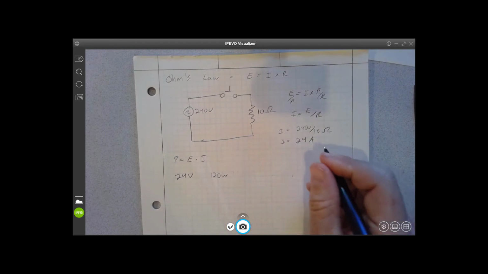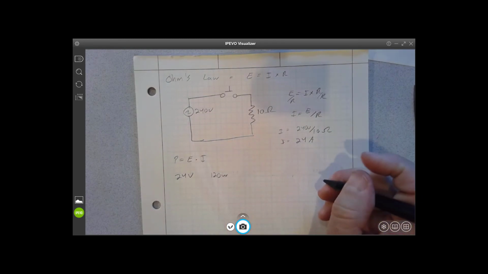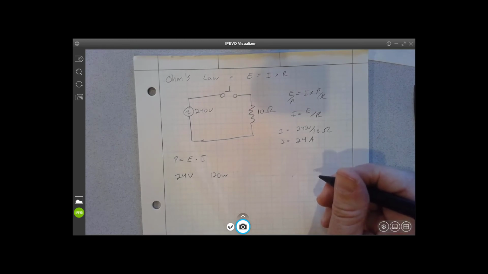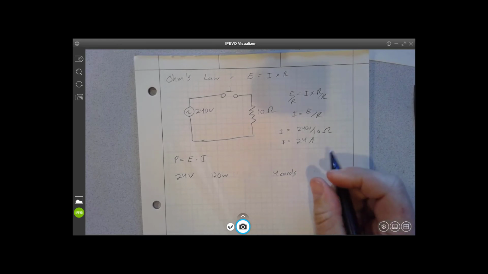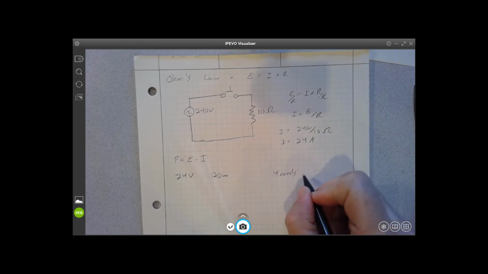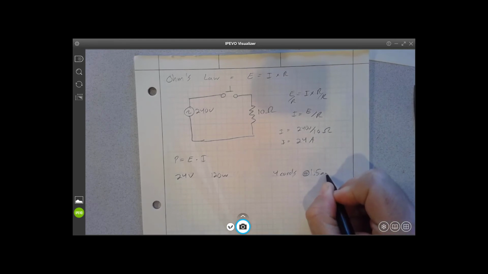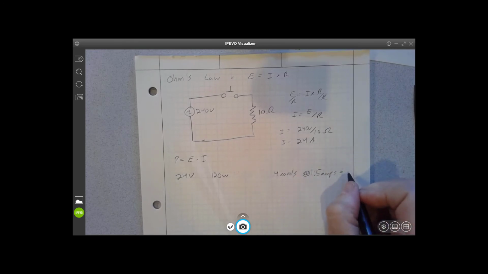Then you also know that you're going to have a PLC rack that has cards in it, and each of those cards is going to have a current draw, a requirement that it's going to put on the power supply. So let's say you have 4 cards and they each draw, let's say, 1.5 amps. 4 cards at 1.5 amps each. So that's going to be a total of 4 times 1.5, or 6 amps.